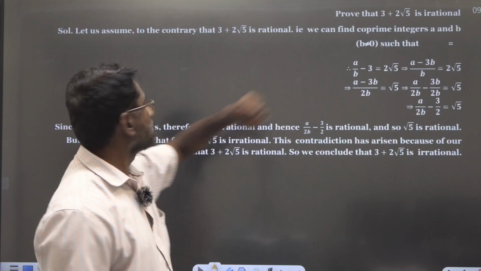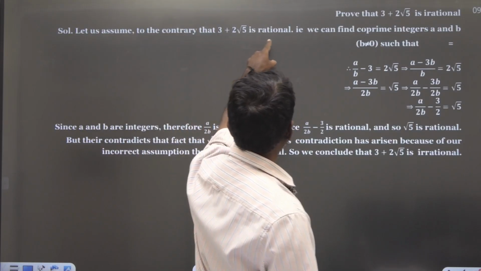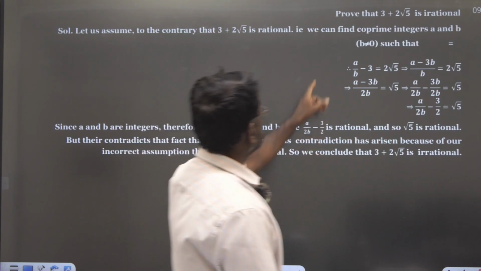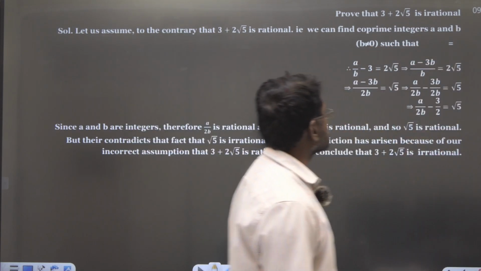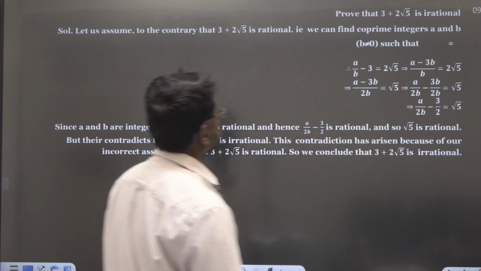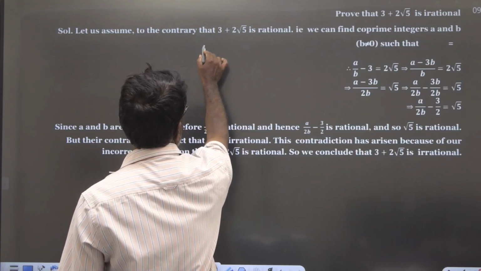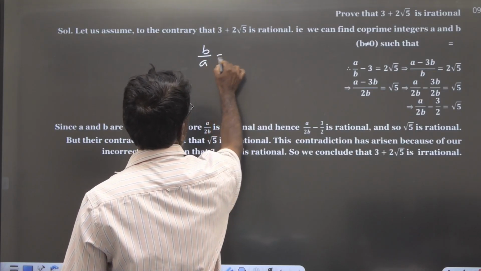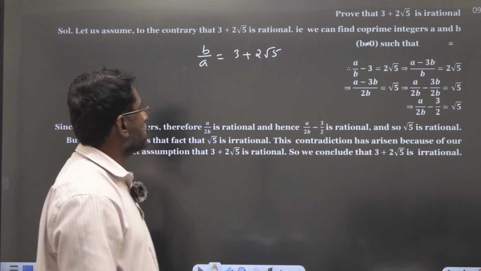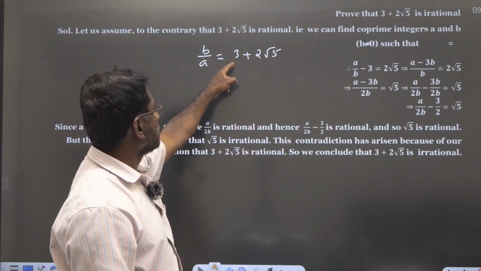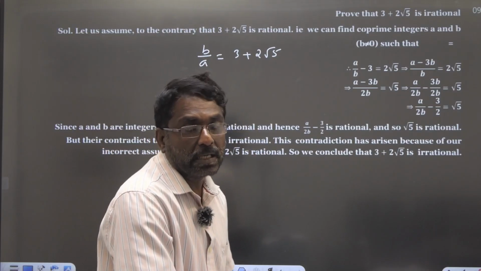It is a rational number. Let us assume to the contrary that 3 plus 2 root 5 is rational. That is, we can find co-prime integers A and B, B not equal to 0, such that A by B is equal to 3 plus 2 root 5, because we take 3 plus 2 root 5 to be a rational number.